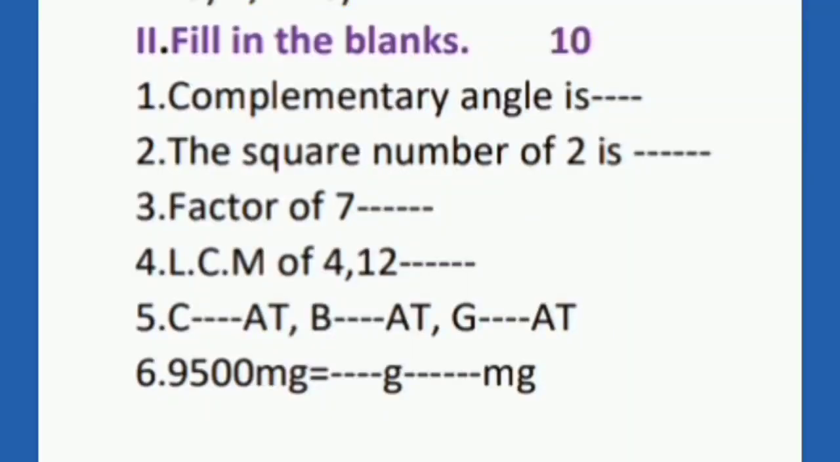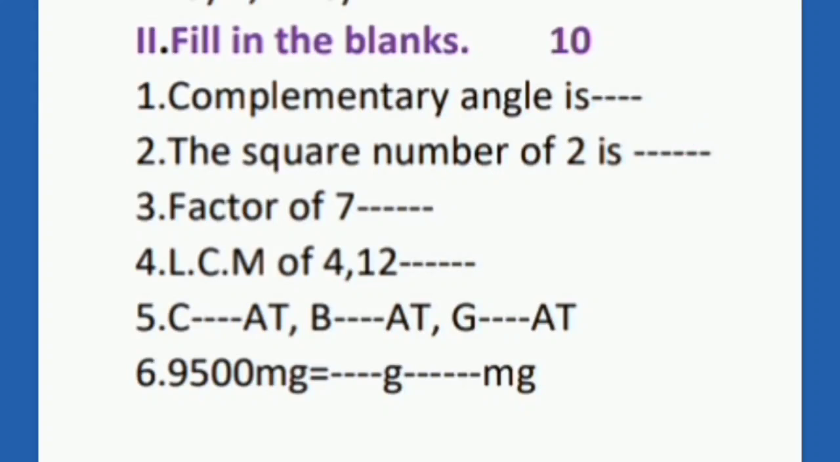Roman numeral 2, fill in the blanks. First one, complementary angle is dash. Complementary angle value is 90 degrees. Answer, 90 degrees. Second one, the square number of 2 is, 2 squared. So 2 into 2 is equal to 4, that is the answer.